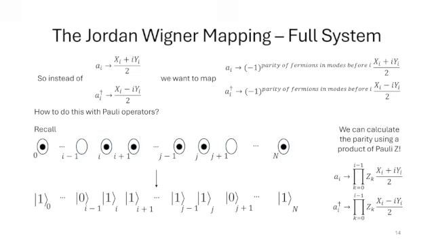So when we take the product of Z's on all qubits up until I, we get exactly the parity of these modes. So the final formula for the transformation of ladder operators is as shown on the right on this slide. This is exactly the transformation that we want, and this is the Jordan-Wigner mapping that gives us a way to map an expression written in terms of fermionic ladder operators into an expression in terms of qubit Pauli operators.